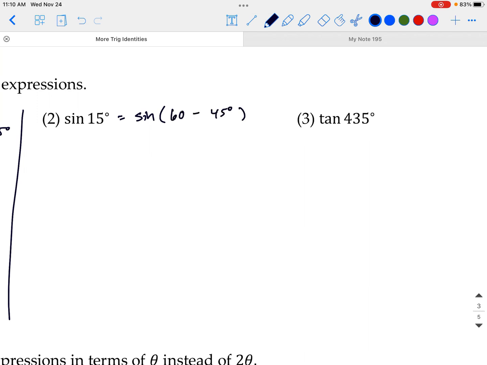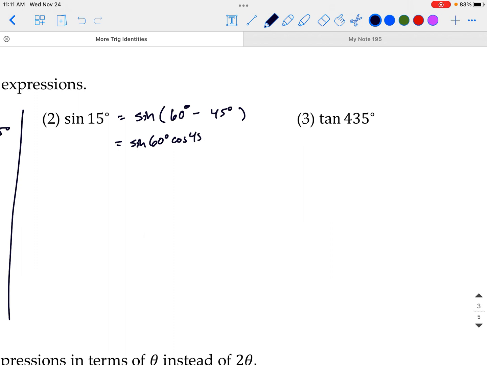So it looks like 60 and 45 degrees would be pretty easy. We could also do pretty much any pairing of angles that differ by 15, so we could do 135 minus 120, and so on and so forth. You could pick a bunch of different ones. My general rule is to try to pick the smallest positive angles that will work. In this case, 60 and 45. So we know this is going to give us the sine difference identity.